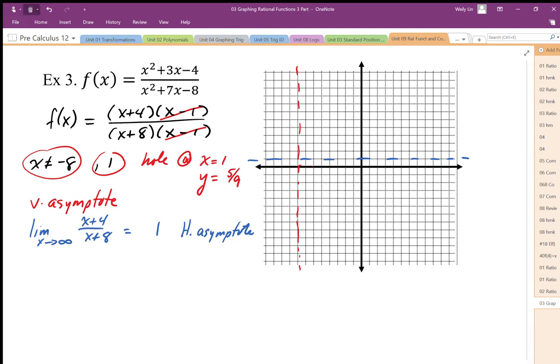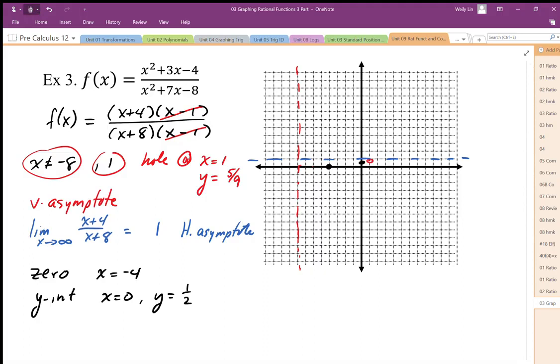And then lastly, I'm going to find two coordinates to work with. My zero is at x equals -4, and my y-intercept is going to be at x equals 0, and when I plug it in, I end up with y equals 1/2. So writing in my zero, I have a zero at this point. I have a y-intercept at that point. My hole is at x equals 1, y equals 5/9, so somewhere around here.